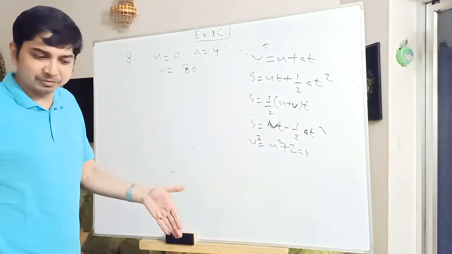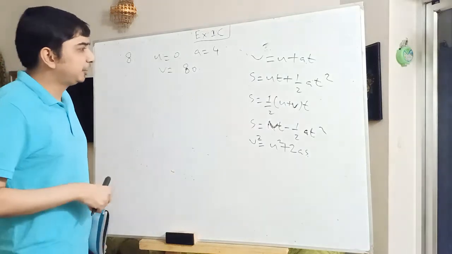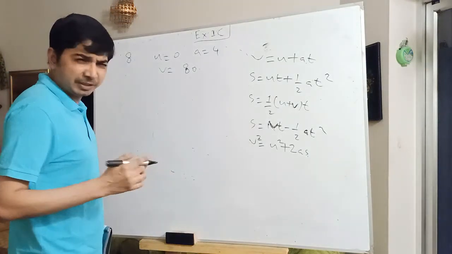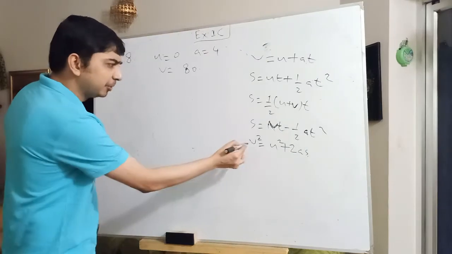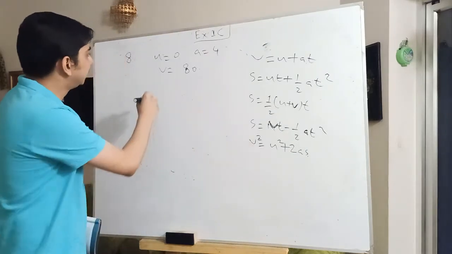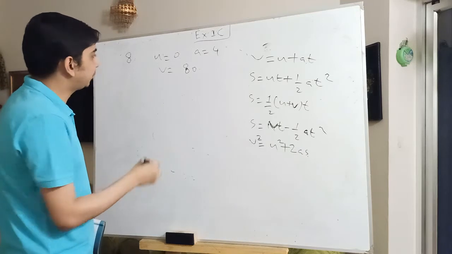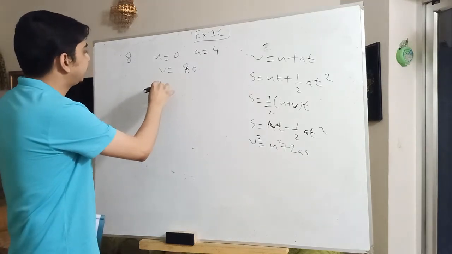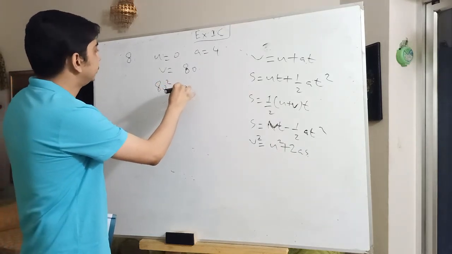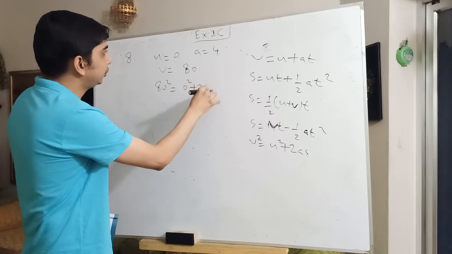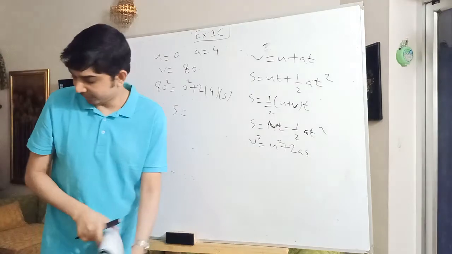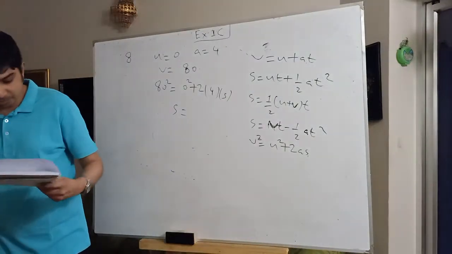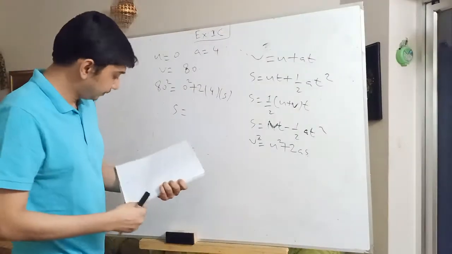Basically, you have to find some sort of distance. So which formula do you use? There is no time actually. No time is given, and also you don't have to find any time. So naturally, this formula looks good: v square equals u square plus 2as. So 80 square is equal to 0 square plus 2 into 4 into s. So you have to find the value of s, and the value of s is going to be equal to 800.